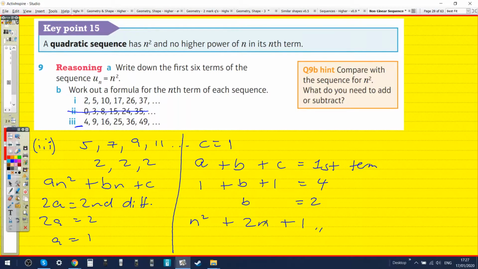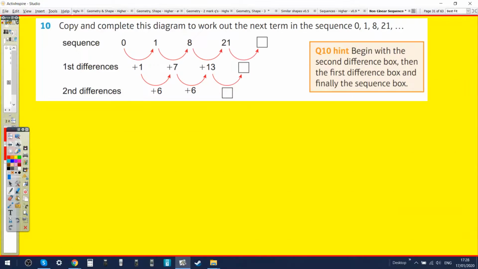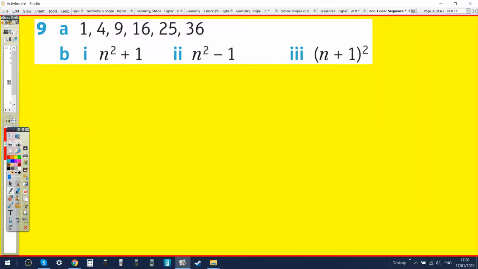You've got it. And these things will never change. So 2a is always equal to the second difference. C is equal to the 0th term. And I'll just write a plus b plus c equals the first term. It will always work, however weird it gets.